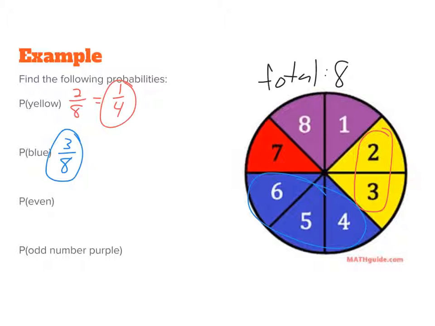Even numbers. Okay, so I look for all the even numbers. I got 1, 2, 3, 4 even numbers. So 4 evens out of a total of 8. Simplify that down. Probability of choosing even is 1/2.